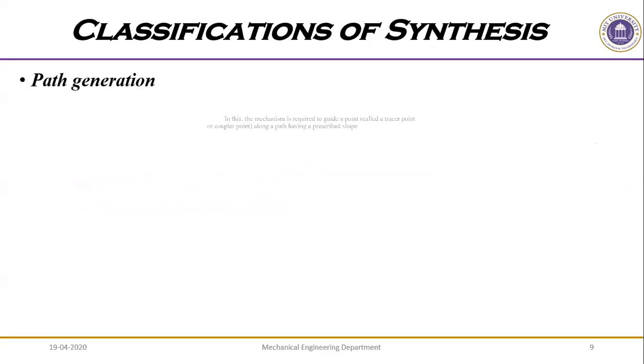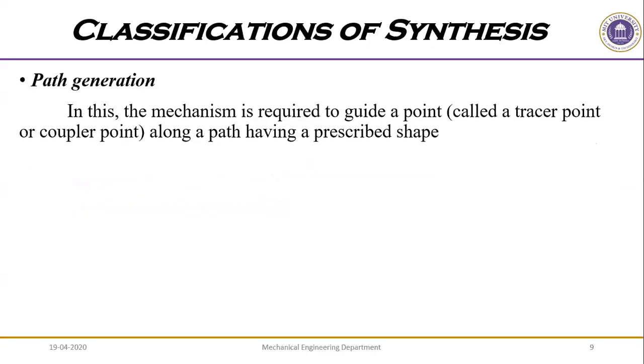Now path generation is there. In this case, a mechanism is required to guide a point, called a tracer point or a coupler point, along a path having a prescribed shape. I have explained right now that in order to copy, suppose we have to enlarge the view, at that time a copying mechanism is there. I think it is called a pantograph. What it does is, a point is tracing a particular path over here.